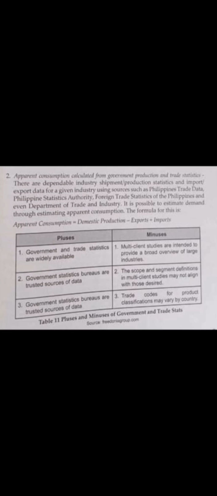Here's the formula. Apparent consumption equals domestic production minus export plus import. Apparent consumption calculated from government, production, and trade statistics has pluses and minuses. Table 11 shows pluses and minuses of government and trade stats. Number 1, pluses. Government and trade statistics are widely available. Number 2, pluses. Government statistic bureaus are trusted sources of data.